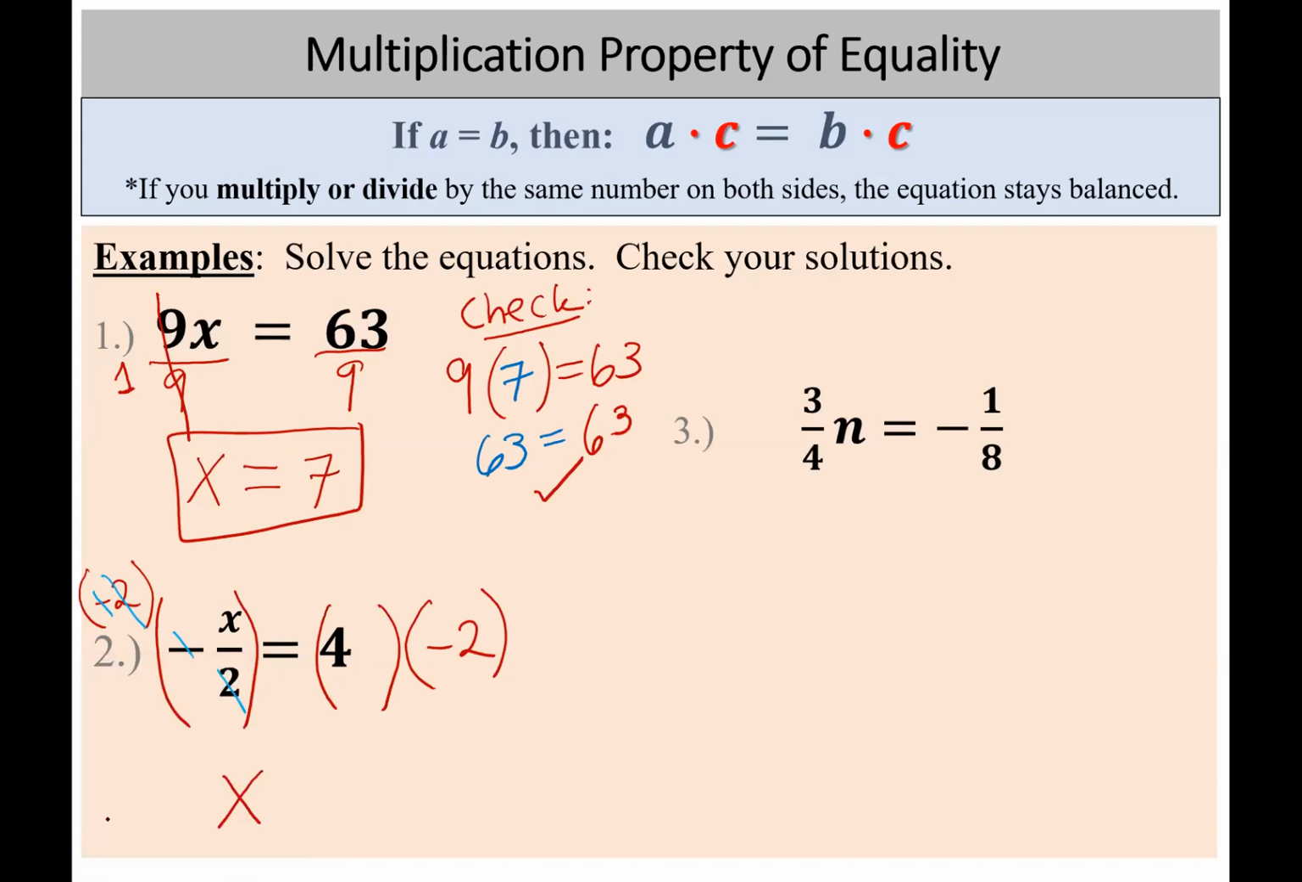Meanwhile, on the right side, since I multiplied by negative 2 on the left, I'm also multiplying by negative 2 on the right. 4 times negative 2, that's negative 8. So my solution is x equals negative 8. Here's what the check looks like for this one.